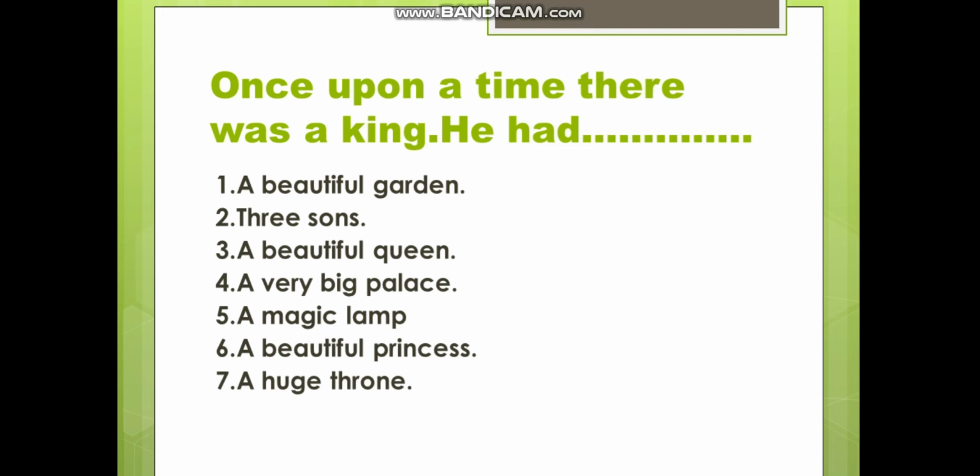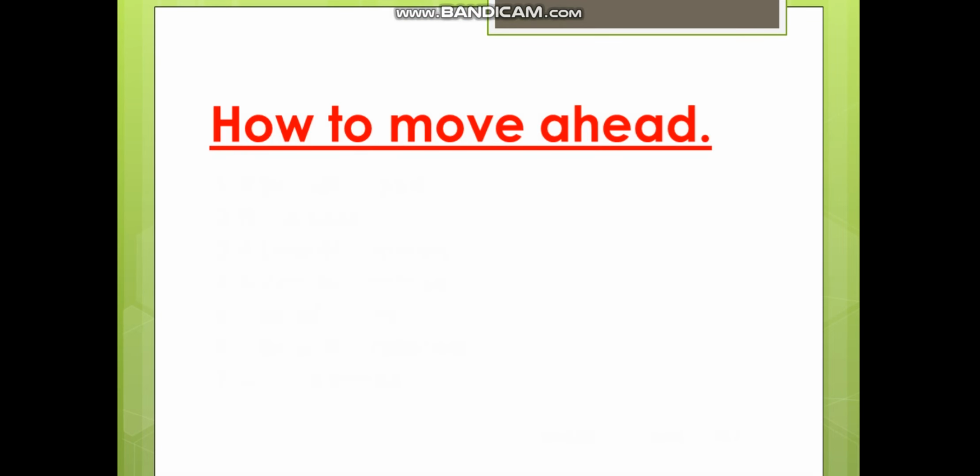Now see, the second sentence you have completed very successfully in a different way. A beautiful garden, 3 sons, a beautiful queen, a very big palace, a magic lamp, a beautiful princess, a huge throne. Now see next. हाउ टू मूव अहेड. अब आगे कैसे बढ़ेंगे, तो इसमें आपको सिर्फ ये ध्यान रखना है कि जो आपने नेक्स्ट सेंटेंस डाला है उसी से रिलेटेड आपका नेक्स्ट सेंटेंस आएगा. कंटिन्यू, you have to continue writing.